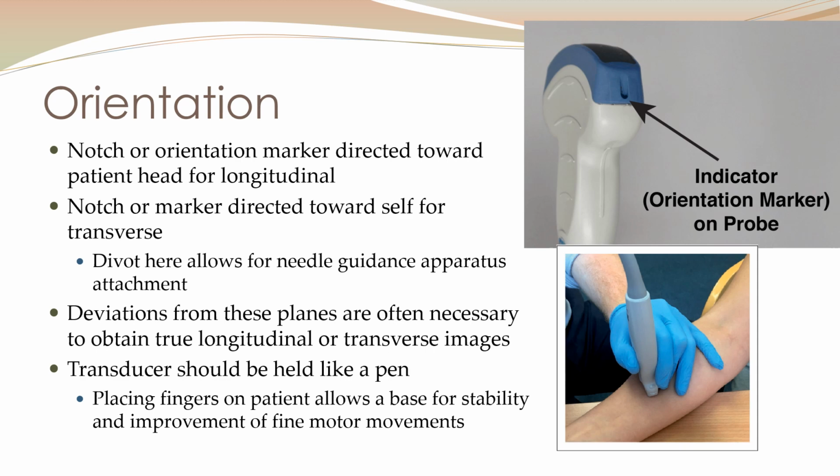Now, when you go to grab or hold your transducer, transducers will have a specific indicator that will orient you to how you hold on to it. Many of these transducers will have an indicator that looks something like this little divot here. That indicator not only tells us what side of the transducer to orient towards the patient's head, but it can also act as a needle canal if you're trying to advance a needle in long in line with the transducer.